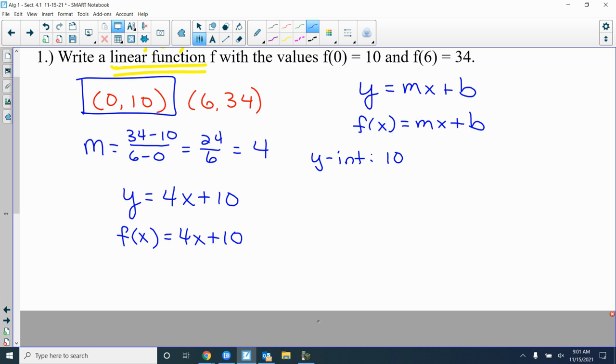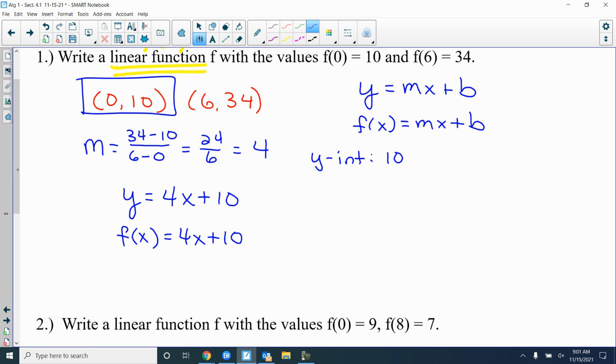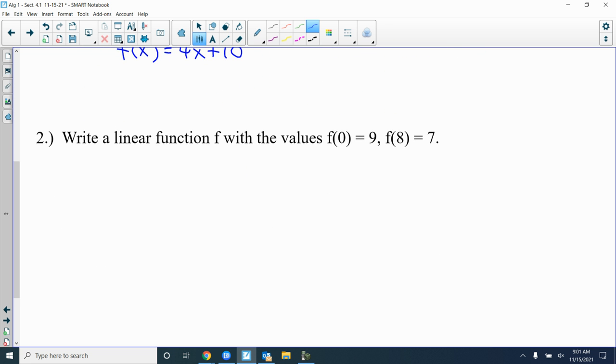So is it any different? No. 2 points, find the slope, write the equation. So exact same thing. F of 0 equals 9, f of 8 equals 7. And so I got 2 points. I'm going to write those as 2 points. 0, 9, and 8, 7. All right, now I'm curious to see what you write down for your slope.